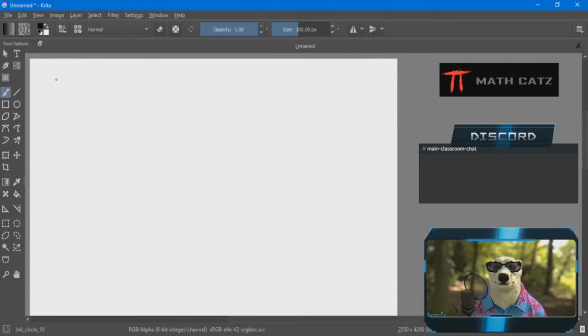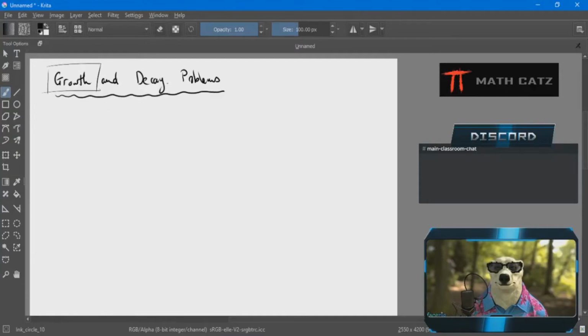So we're going to talk about growth and decay problems. And let me highlight what the key concept is here. We'll first just look at growth, and then tomorrow we'll look at decay problems and link the two together. So I'll write out a sentence.